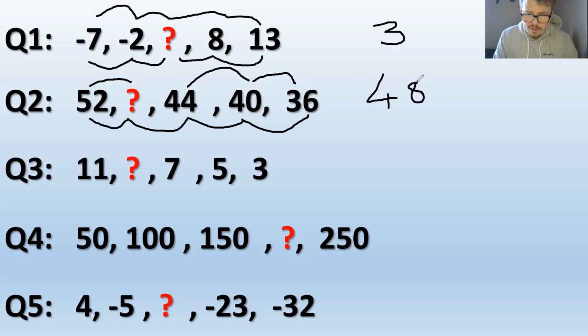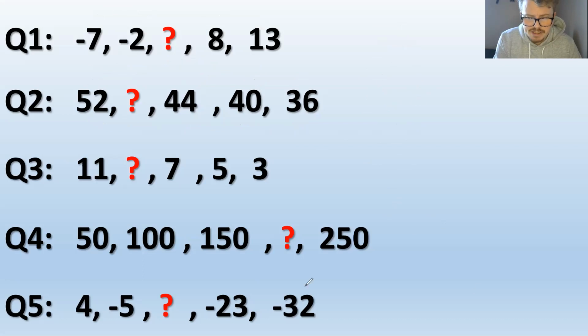Okay, so I won't go through all of them, but if you found this section confusing, maybe pause the screen now and think about what I've spoken about and see if you can answer the next 3. Okay, let's move on to the next section.